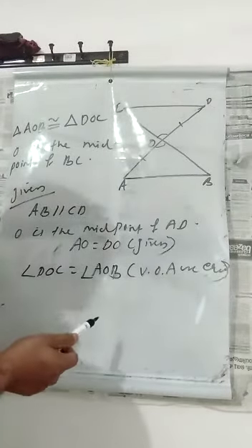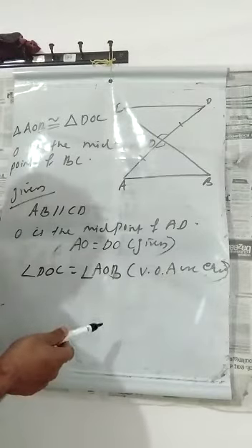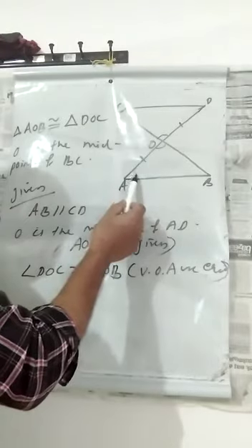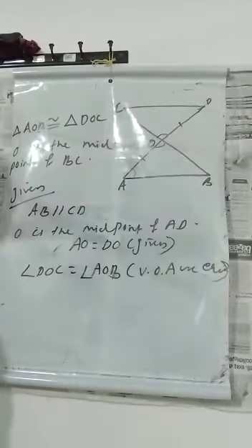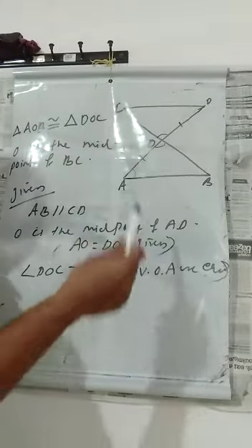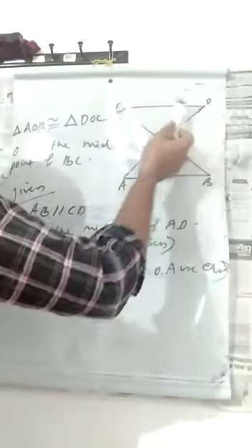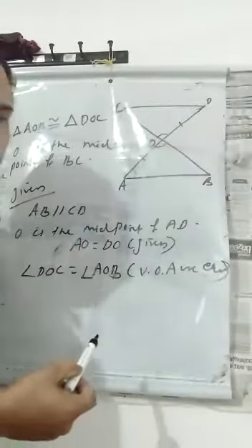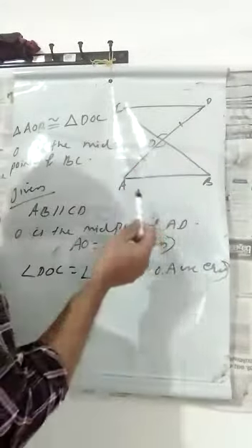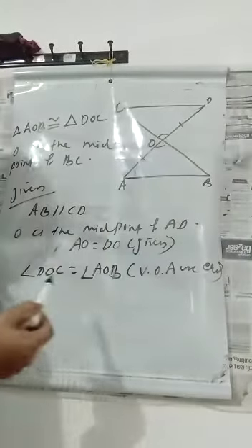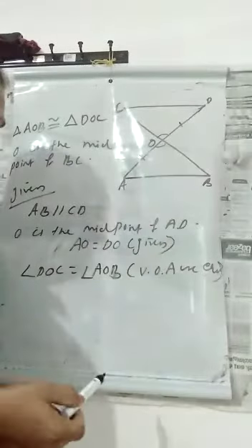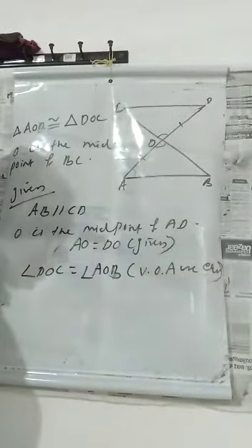Now what can you find next? Here you can find that this angle and this angle are equal. How can you find these two angles are equal? Because AB is parallel to CD. If AB and CD are parallel, AD is the transversal. So this angle and this angle are alternate interior angles. Alternate interior angles are equal.